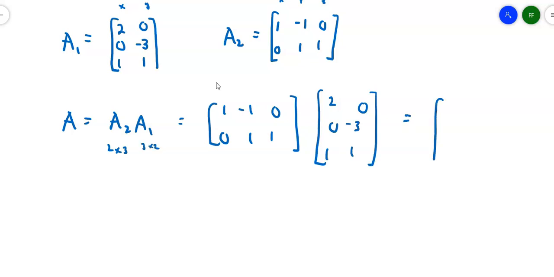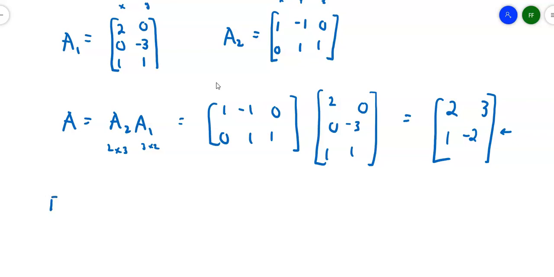So matrix A is going to be a 2 by 2 matrix. 2 plus 0 is 2. 0 plus 3 is 3. All right, then if I come down here, I get 0 plus 0 plus 1. I get 0 minus 3 plus 1, minus 2. All right, that's my transformation matrix.